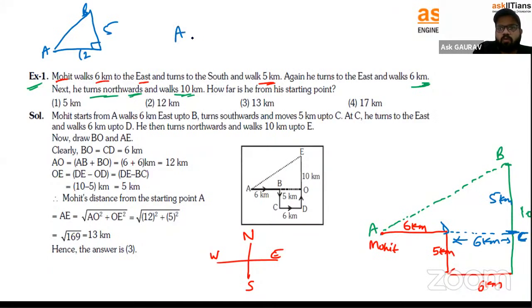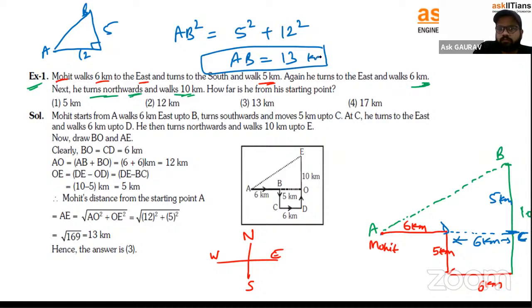So your AB square will be equal to 5 square plus 12 square. If you just calculate, your AB will be equal to 30 kilometers. So basically the answer is C. Is that clear? Yeah, Arjun. Okay, this point is clear or not? Is this question clear?